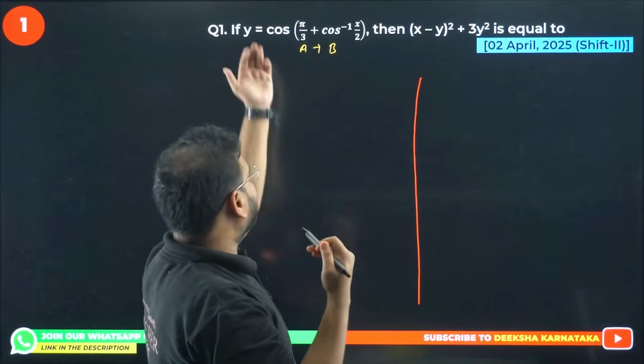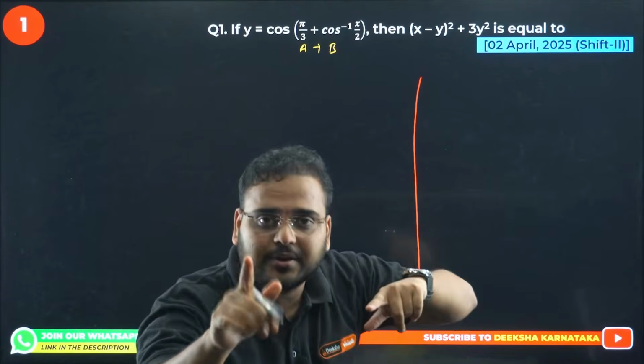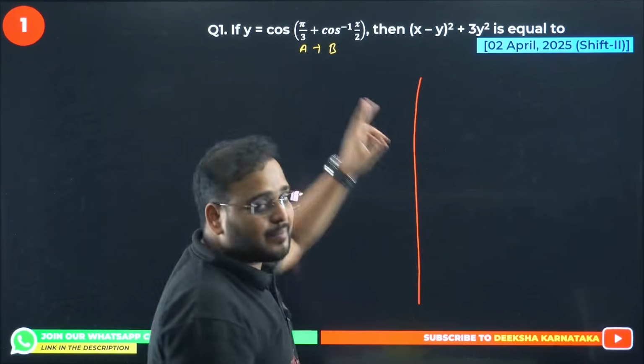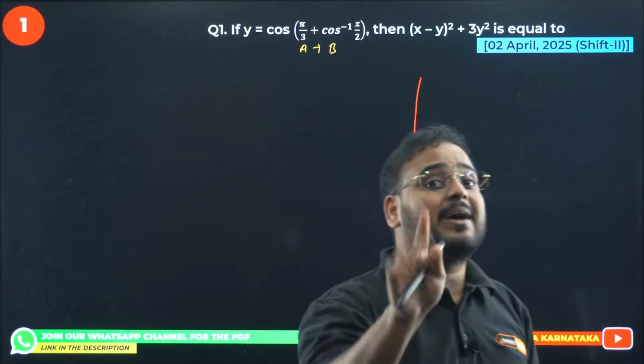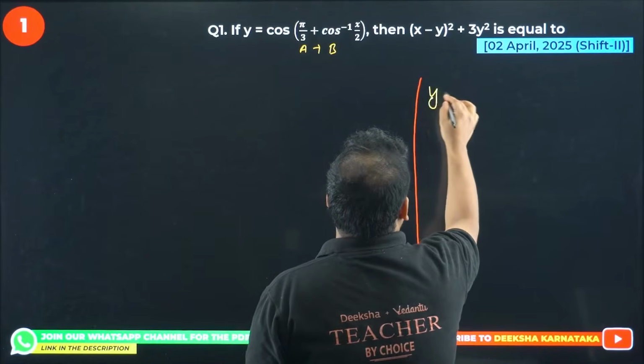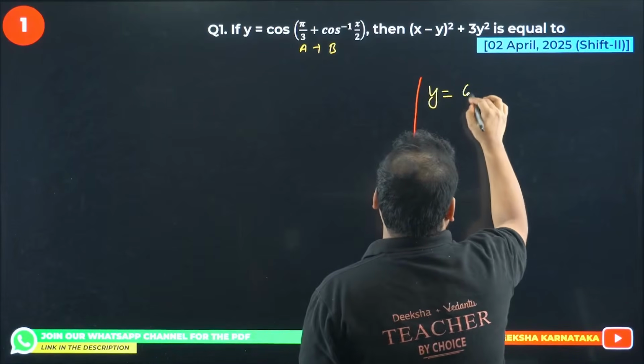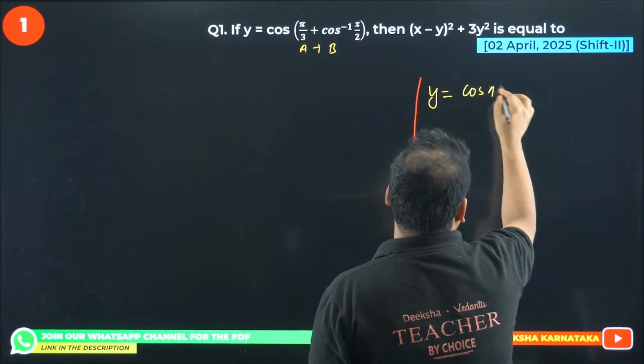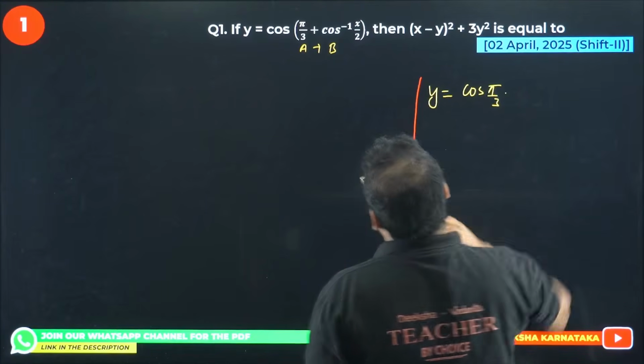It means that the cos of a plus b formula will be valid over here. Yes. What's the formula for cos of a plus b? Cos a cos b minus sin a sin b. Let's write that. So I have over here y equals cos of a, that is cos pi by 3. Then you have cos b.